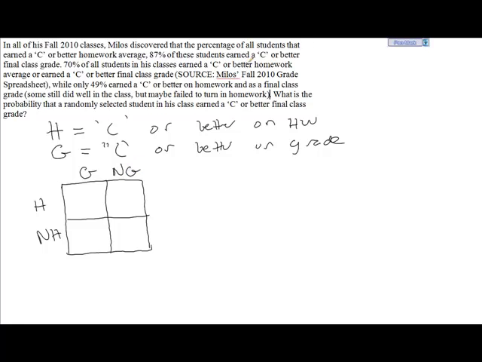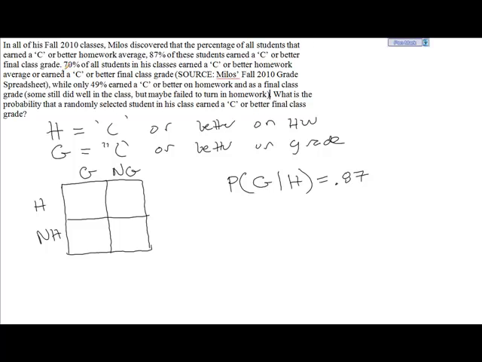Okay, so we know first of all that there's an 87, so if you're a student that earned a C or better homework average, the probability out of those that a person got a C or better as a final class grade is 0.87. So that means the probability, before we try to mark it anywhere in this table, of getting a grade of C or better in the class, provided that you got a C or better on the homework average, is 0.87.